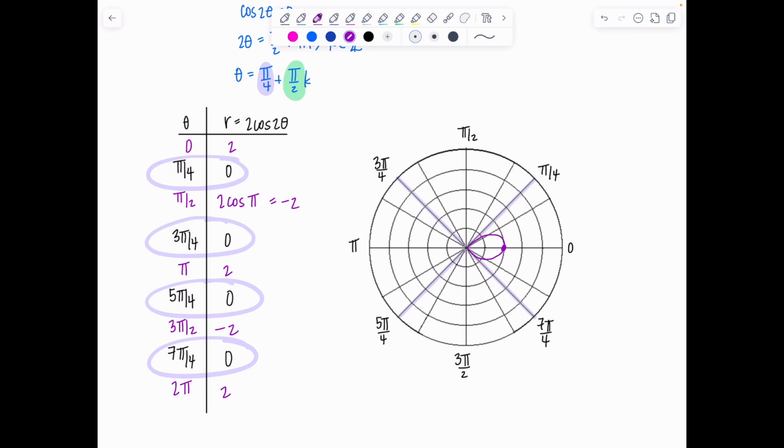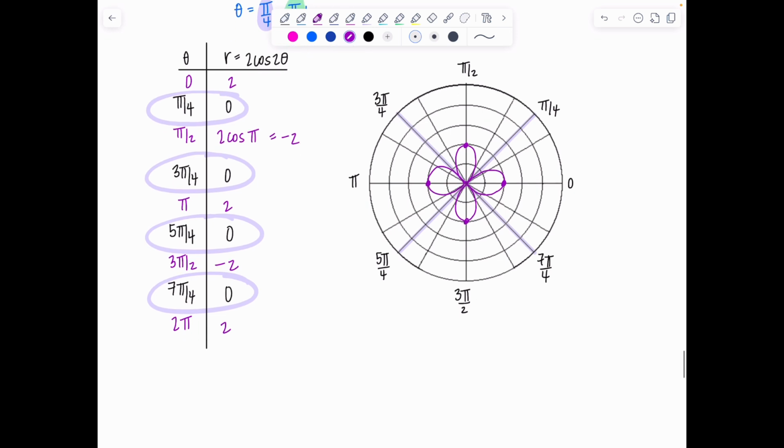At pi, we have radius 2. So he's here. At 3 pi over 2, negative 2. So here's 3 pi over 2, negative 2 would be up here. And then 2 pi, we have 2. Did I miss somebody? Oh, did I not graph pi over 2? Pi over 2, we have negative 2 over here. Okay, there they are. Sorry, I did it out of order. I was excited to get this one done. Okay, so there's your graph.